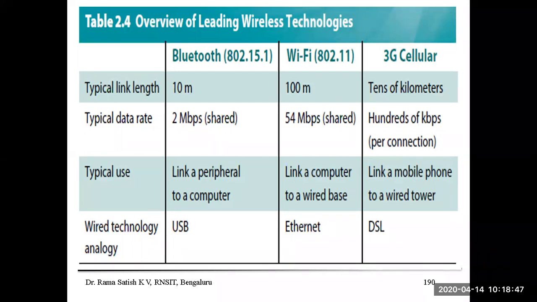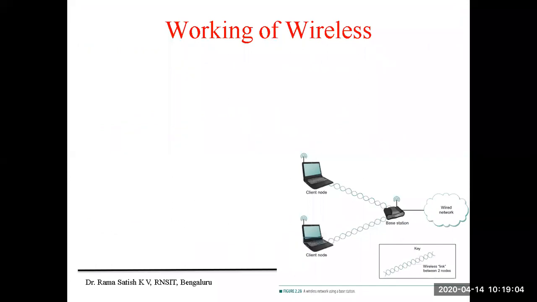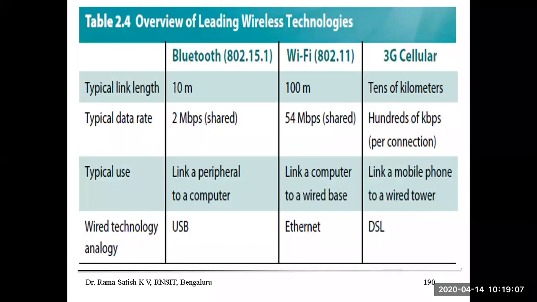Wired base, in the sense that there will be a base internet connection, and to that internet connection your Wi-Fi can connect. The alternate technology we can have for this is Ethernet. The next one is 3G, a cellular phone. Cellular phones can go up to 10 kilometers, with hundreds of kbps per connection. Today we can see up to 100 mbps.